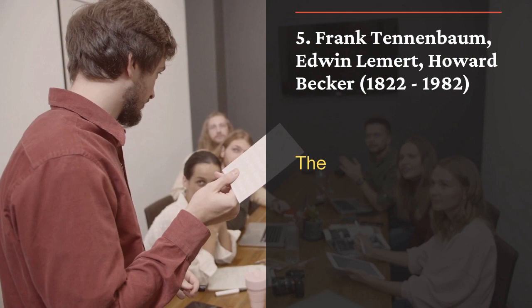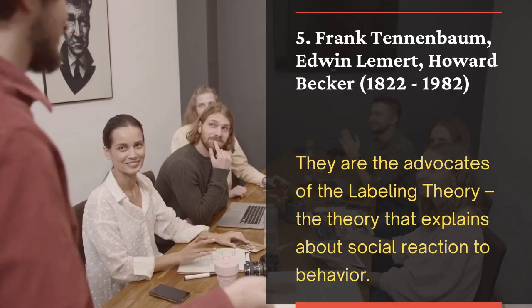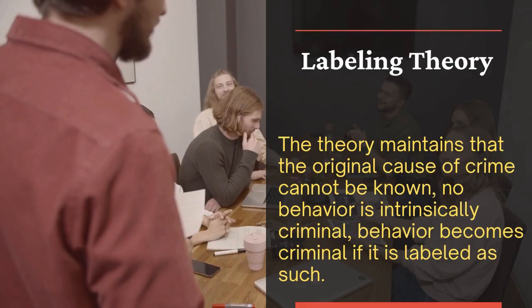5. Frank Tannenbaum, Edwin Lemert, Howard Becker, 1822-1982. They are the advocates of the labeling theory, the theory that explains social reaction to behavior. The theory maintains that the original cause of crime cannot be known. No behavior is intrinsically criminal. Behavior becomes criminal if it is labeled as such.